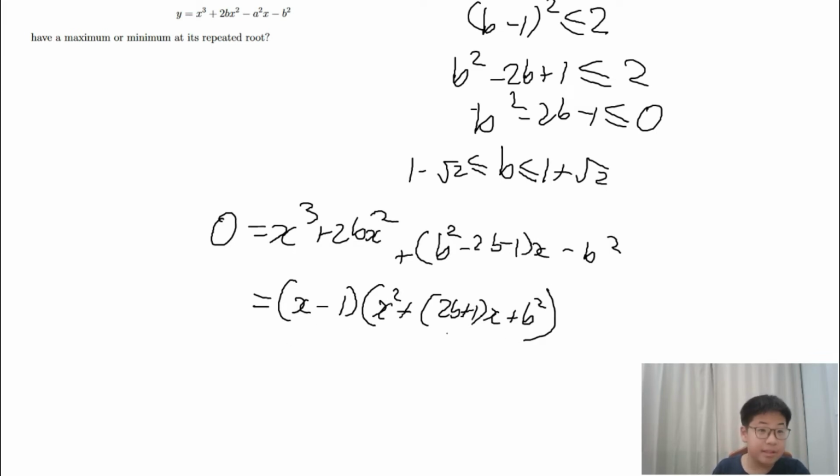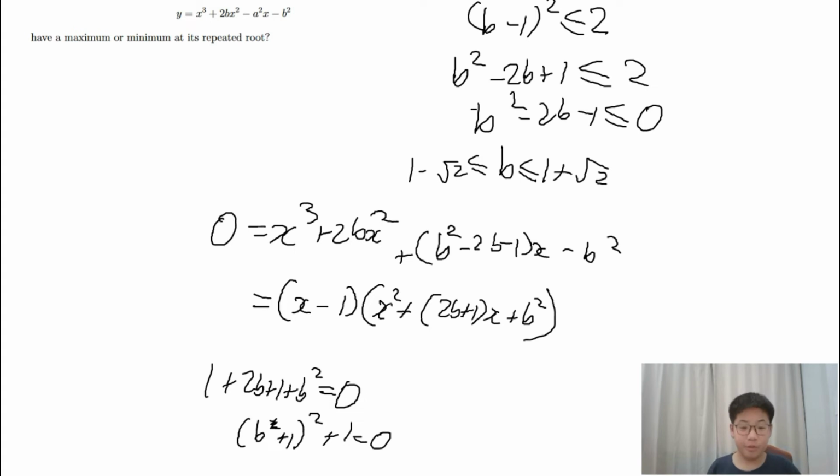Let's substitute x equals 1 into the second bracket. If x equals 1 is a repeated root, then we expect 1 to be a root of this. But can it? 1 plus 2b plus 1 plus b squared must be equal to 0. Then we complete the square: (b plus 1) squared plus 1 equals 0, which is impossible for real b.